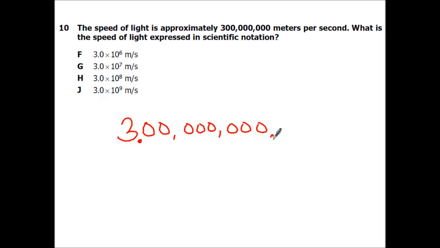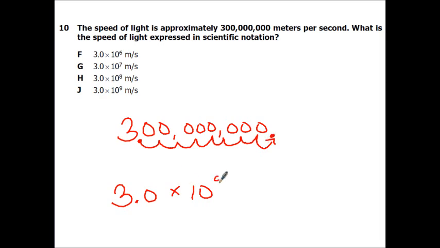It's really back here, so now I have to count. So now I have 3.0 times, and it's always times 10. I have to count. So if I was to move it, it would move 1, 2, 3, 4, 5, 6, 7, 8 spots to the right. So that'd be 3.0 times 10 to the 8.